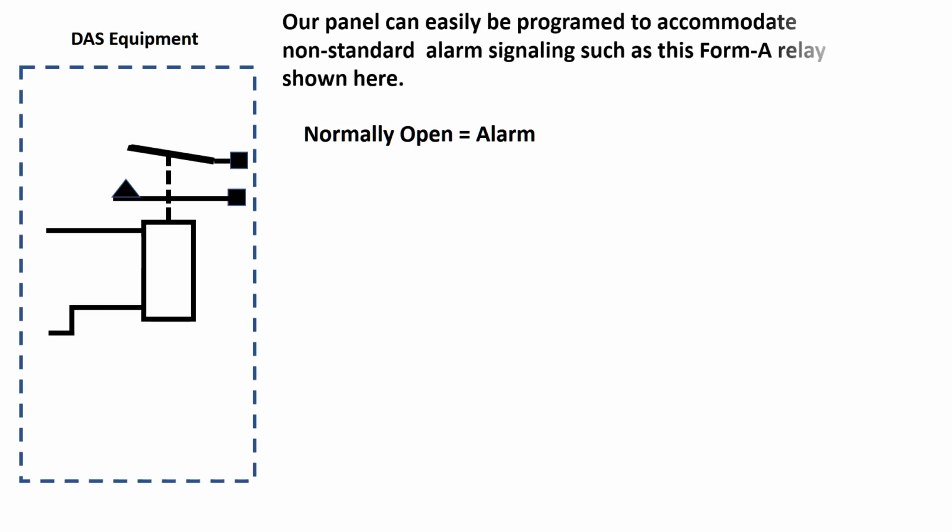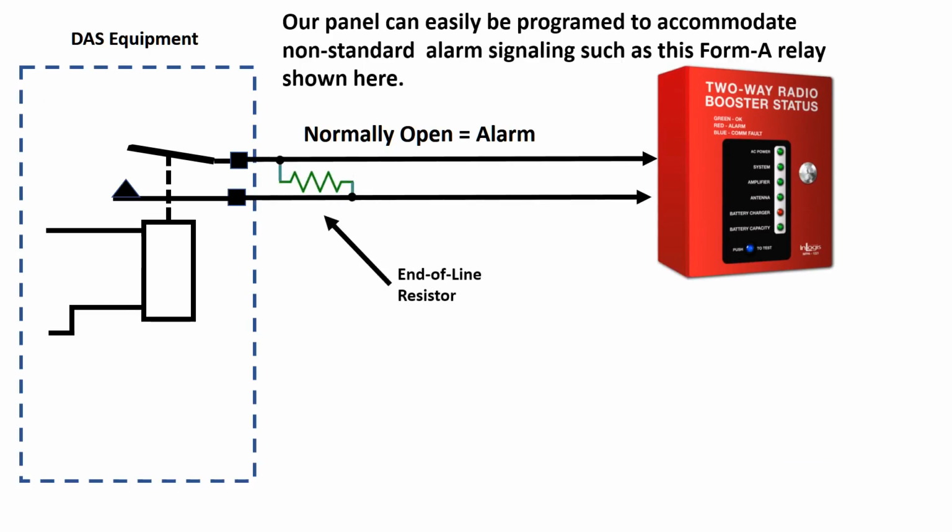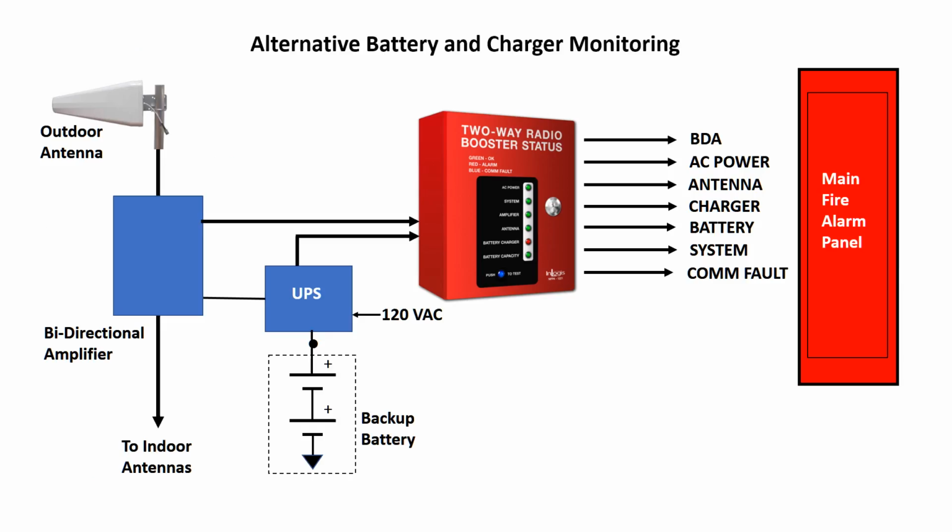If your system does not provide normally closed Form C relay contacts that indicate an alarm, not a problem. We have provided an easy means to program our system to accommodate virtually any non-standard alarm method that your equipment might use. We have developed this monitor to operate with any existing components and to augment amplifiers and power supplies that may be non-compliant. For example, we have alternative circuitry to check battery capacity and charger status if your system does not provide these features.